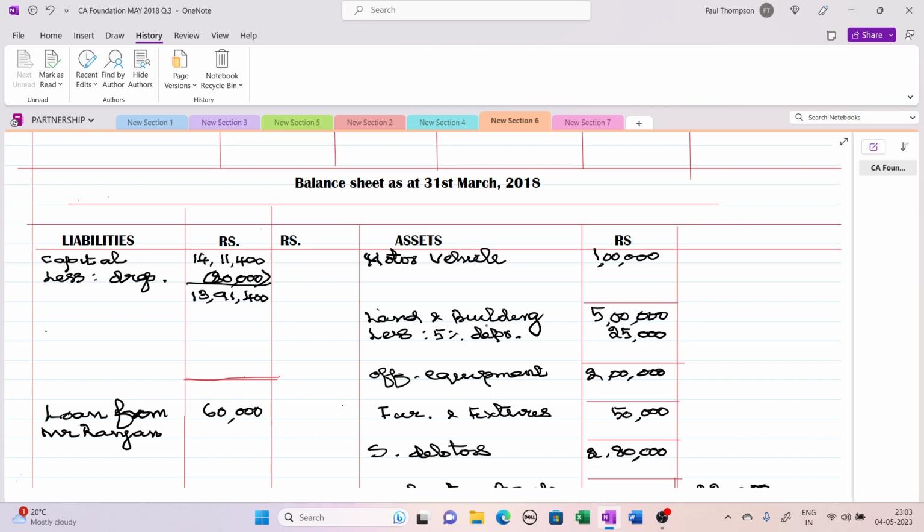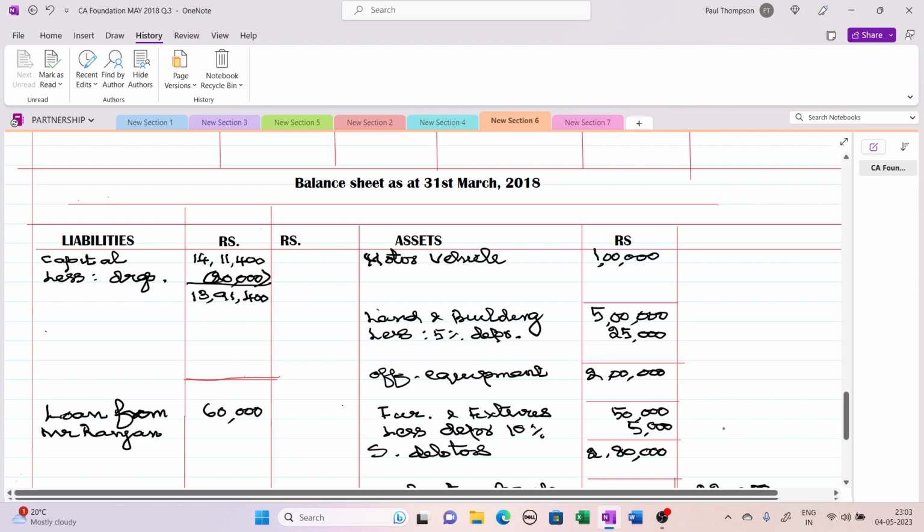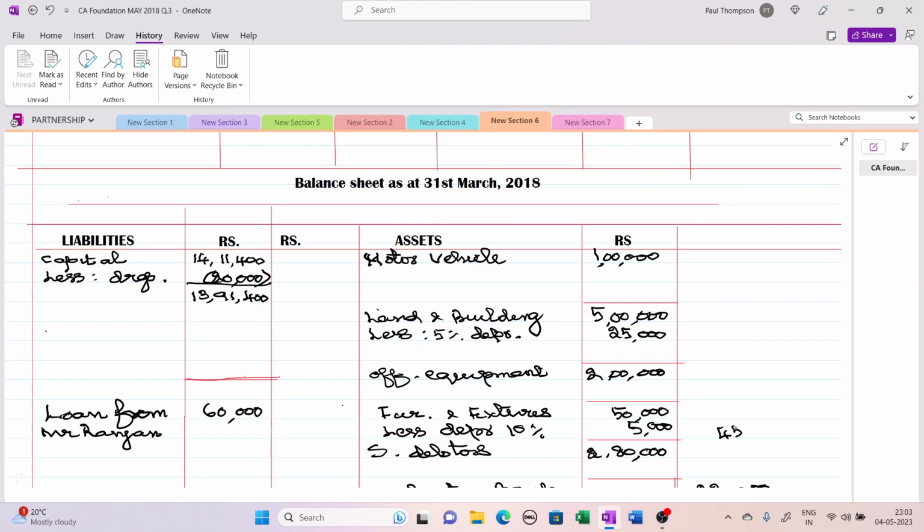Next is furniture, 10% less depreciation, 10%, 5,000. So the balancing figure will be 45,000. Here it will be 4,75,000. Next is office equipment.